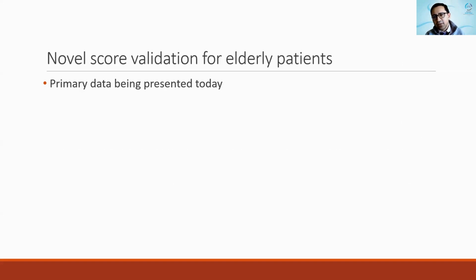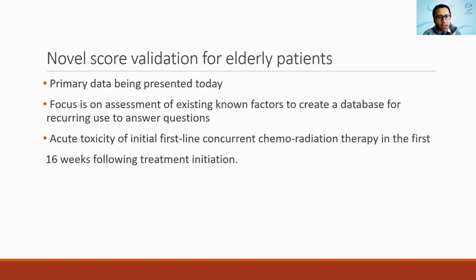Our ApoE4 data is not fully mature, so we are still in the process of collecting that data. Some of the primary data which we are going to be presenting today as part of this study would be a novel score which we have tried to design for elderly patients to incorporate clinical factors, particularly to be validated as a poor outcome measure, particularly as it pertains to retrospective assessment of quality of life. So the focus is on assessment of existing known factors to create a database.